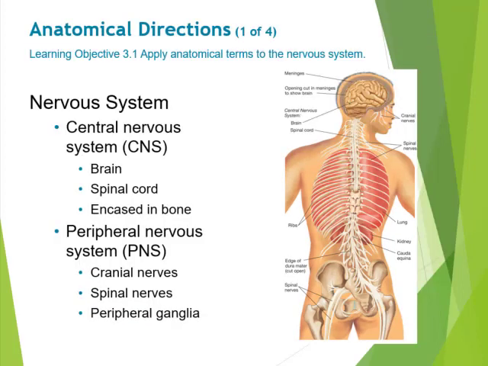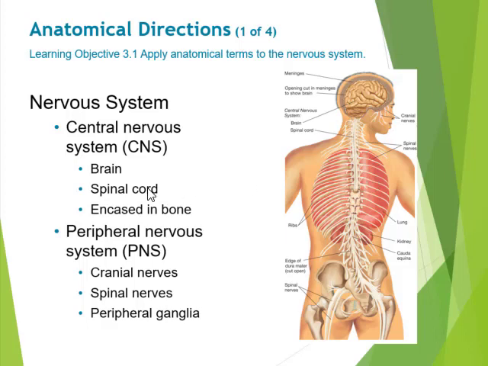In the next image, we can start to identify the difference between the central nervous system and the peripheral nervous system. So the central nervous system is the brain and the spinal cord. And the peripheral nervous system is the cranial nerves that are not encased in bone and the spinal nerves that go out laterally, and any peripheral nervous tissue which is not displayed here in this illustration.